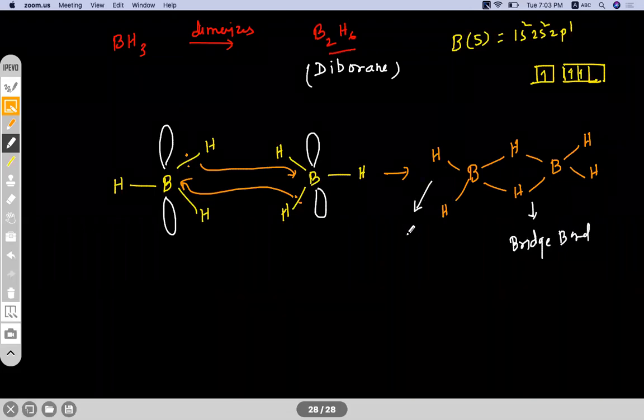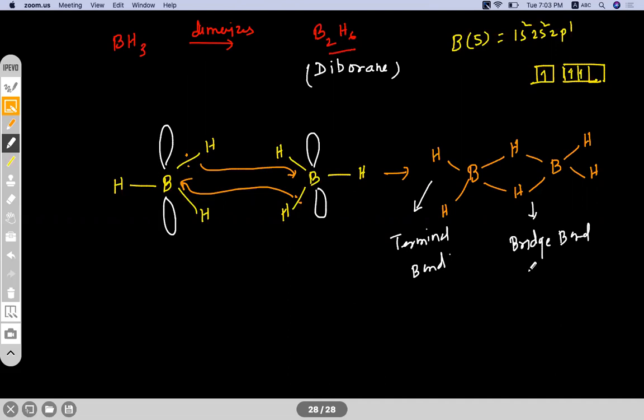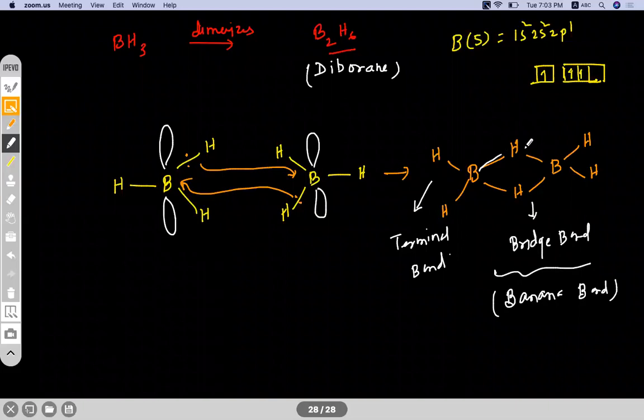And this is terminal bond. We also call it banana bond, because it looks like a banana. That's why, nothing else, right? And we have a similar thing on this side also, right? So it looks like a banana, hence we call it banana bond.